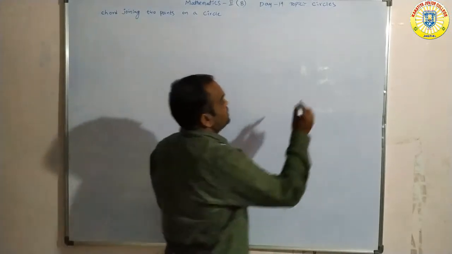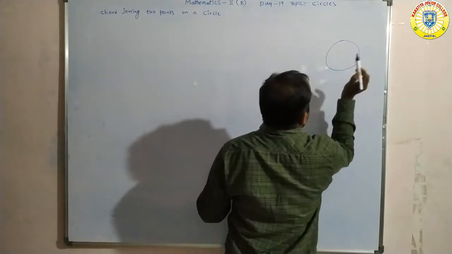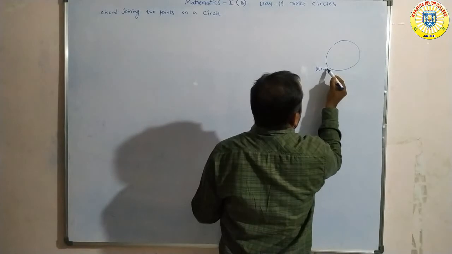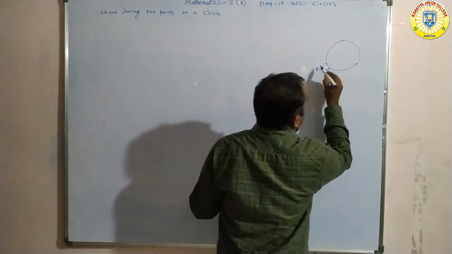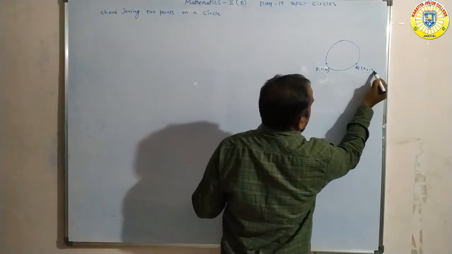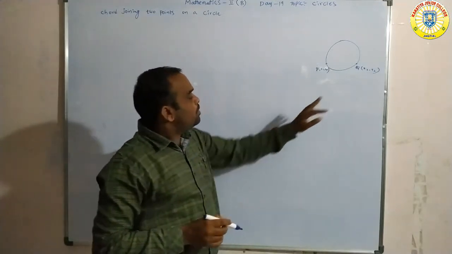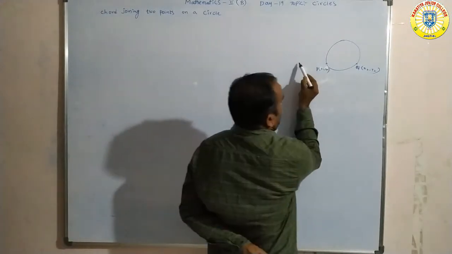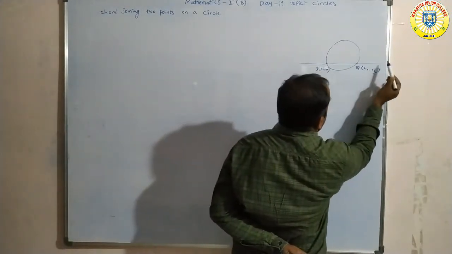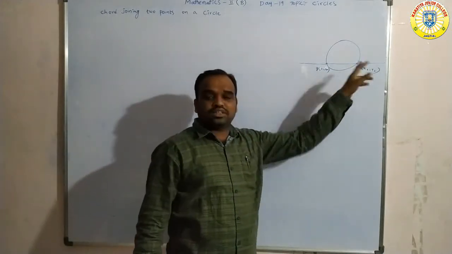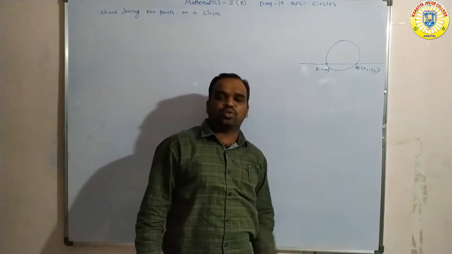There is one circle here. P of x1 comma y1 is a point on the circle. Q of x2 comma y2 is also a point on the circle. Now we are finding the chord joining the 2 points on the circle. The line joining the points P and Q passes through the 2 points on the circle.